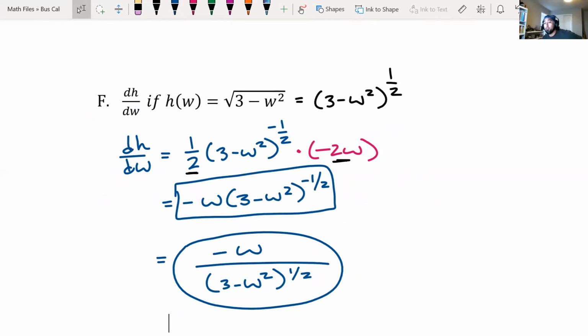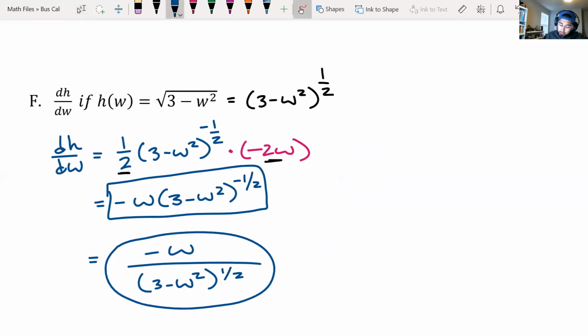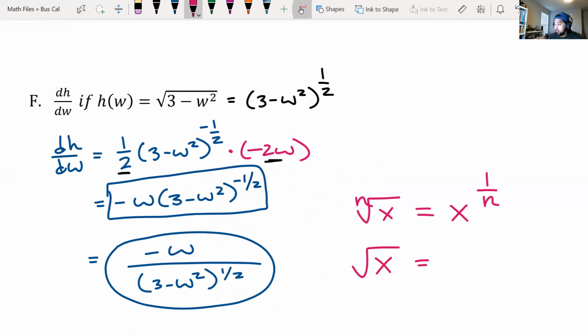On the first part of this problem, how did you flip that where it was 3 minus w squared to 1 over 2? Is there some kind of rule for that? Yes, remember that from our algebraic properties, if you ever have the nth root of x, it's always rewritten as x to the 1 over n. So if this is the square root of x, to rewrite that, you'd get x to the 1/2. Okay, thank you.